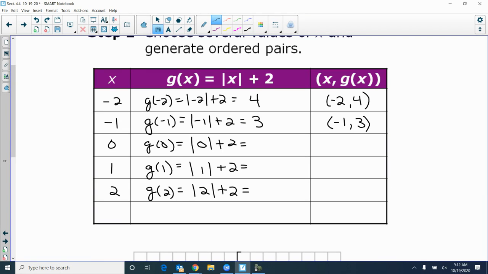Hey, Morgan, what do you got there for 0, 1, and 2? 3 and 4. So when you plugged in 0, you got back 2. So we got the point 0, 2. When you plugged in 1, we get back 3, so the point 1, 3. I agree with that. 2 is 4. Now we said it should look like what letter? Should look like a V.